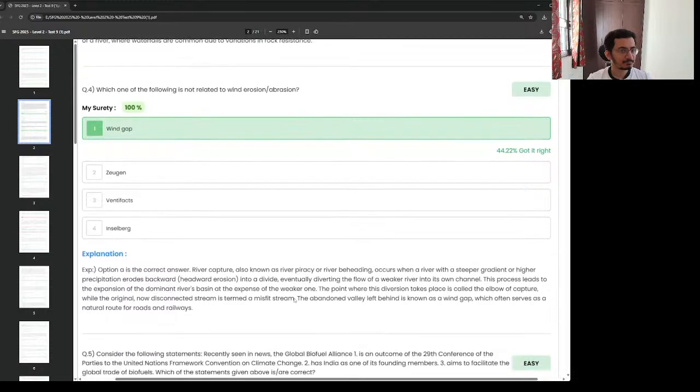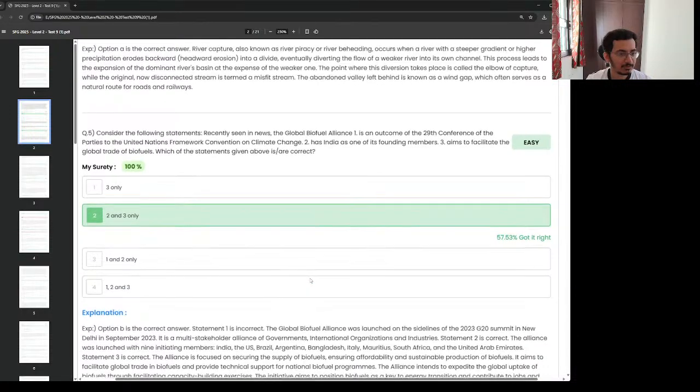Then there is the question of which is not related to wind erosion or abrasion. Wind gap is formed due to riverine erosion, right? So option A is the correct answer. River capture, river piracy, river beheading, all these things are the same thing. There is elbow of capture, there is wind gap, there are several names here that I can remember. The dominant river erodes and expands itself, while the weaker one is captured. Misfit and wind gap are the two things that you have to know.